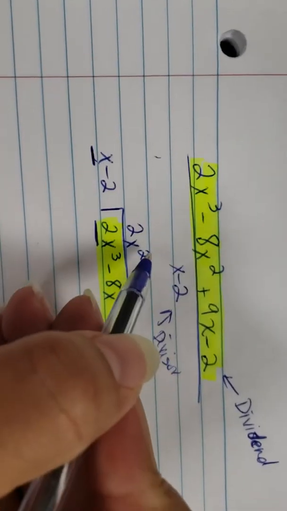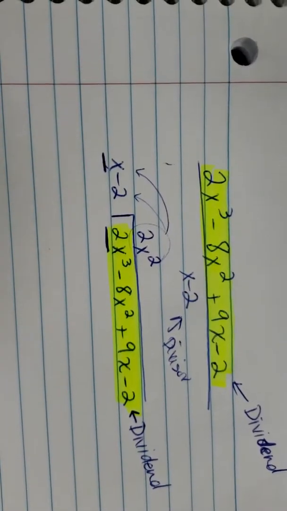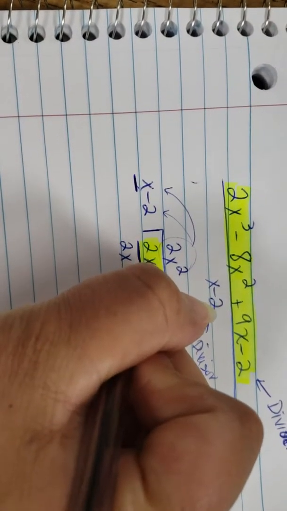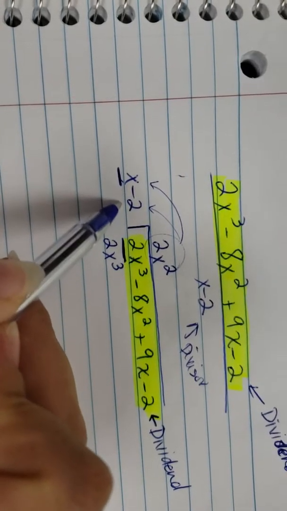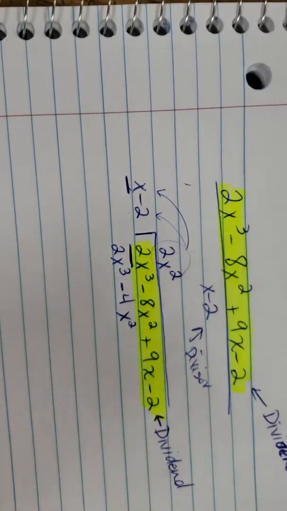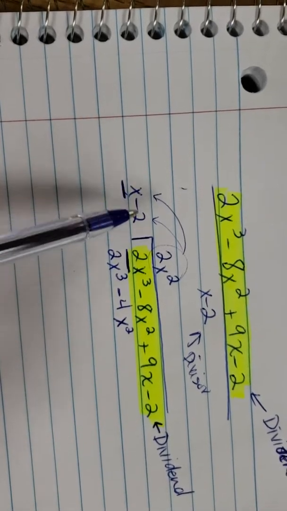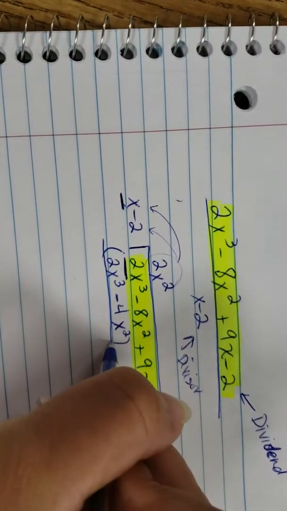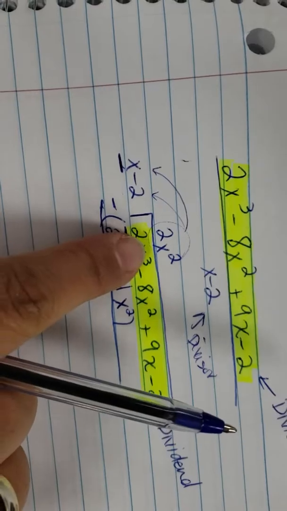Then we take this term and we multiply it times everything that's in the divisor spot. So 2x squared times x is going to be 2x cubed, okay? And then 2x squared times negative 2 is negative 4x squared. Okay, so we're just multiplying this times everything that's here. That's all, distributive property. Then we put our line, and we're going to put this in parentheses because now we're going to subtract these terms.